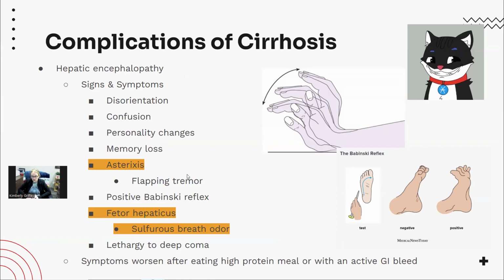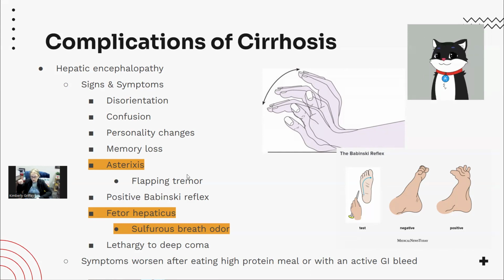So with the hepatic encephalopathy, they'll become very disoriented, confused. They may even have personality changes. I've seen sweet little ladies become hellish grandmas. I've seen all kinds of stuff. They may have memory loss or asterixis. This is that flapping tremor. And so they'll have just that continuous flapping.